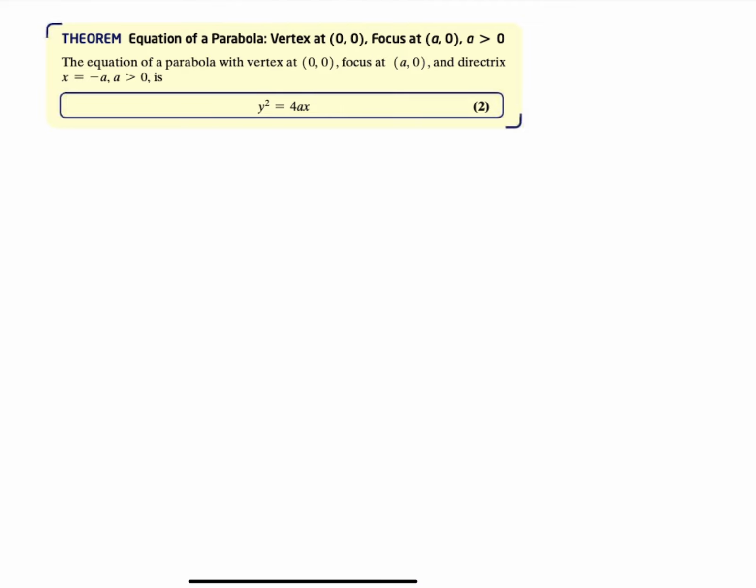They want us to build an equation of a parabola with a vertex at the origin and a focus at some distance to the right of the origin. Notice that's what they're saying here. The focus is at a comma 0, where a is greater than 0. So it's some location to the right. So let's try to visualize this.